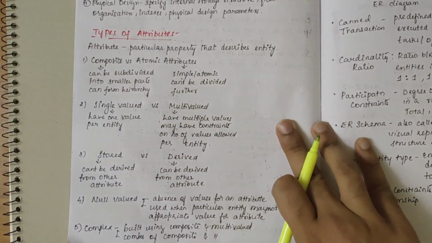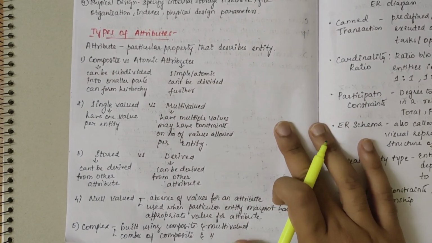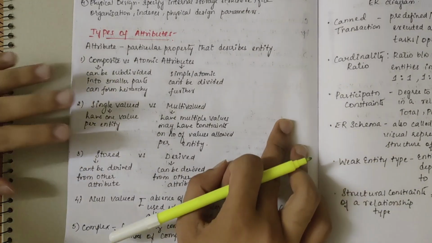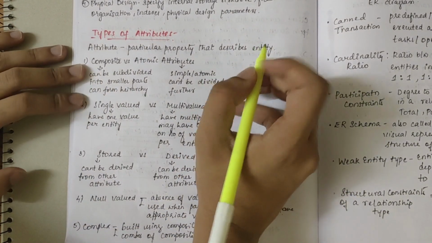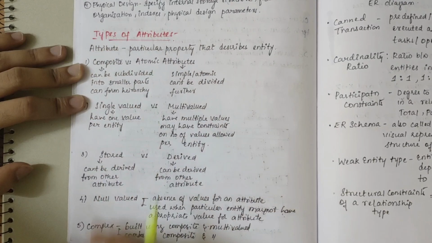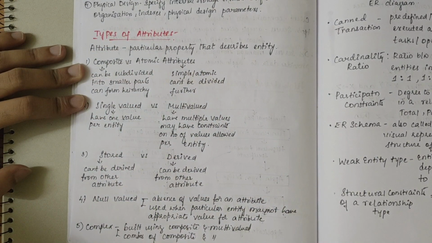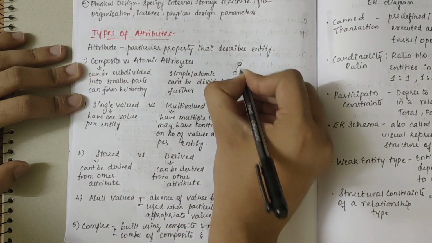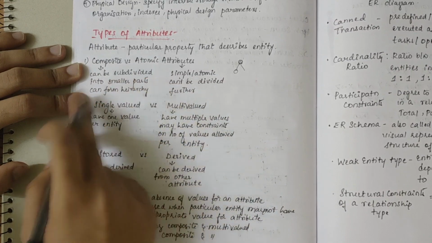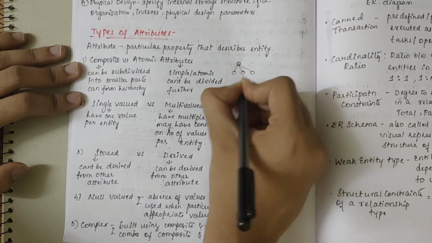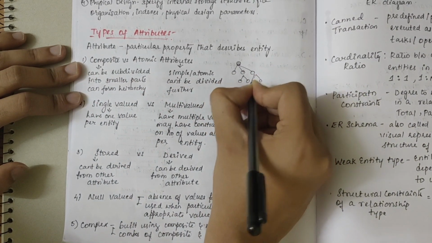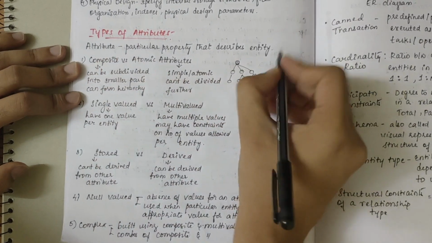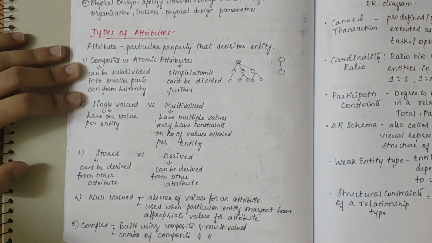Next we have types of attributes. Attributes are a particular property that describes an entity. Here we have 5 types of attributes. The first one is composite attributes versus atomic attributes. Composite attributes are the attributes which could be further divided into smaller parts, like this. Whereas atomic attributes can't be further divided.